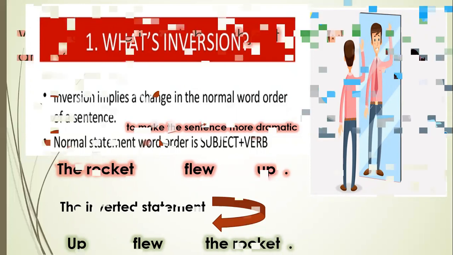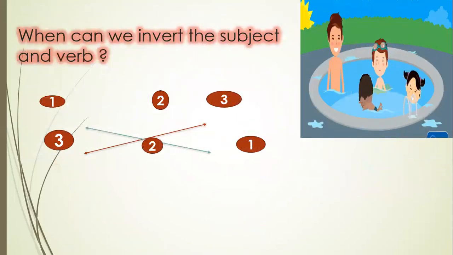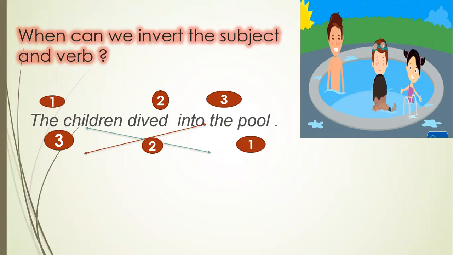Okay, now I am going to start with, when can we invert the subject and verb? In our lesson today, you are going to know two cases by which the subject and verb are inverted. Let's start with the first one. Look at the picture. When we say, the children dived into the pool. The children is the subject, dived is the main verb, and into the pool is the adverb of place.